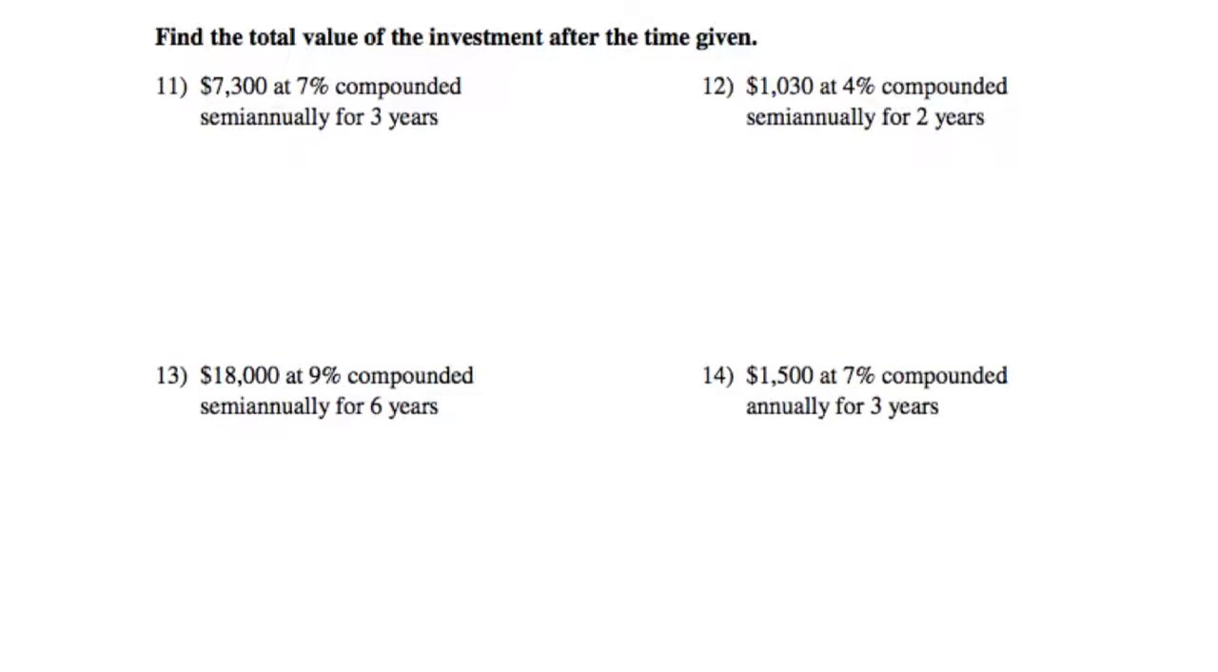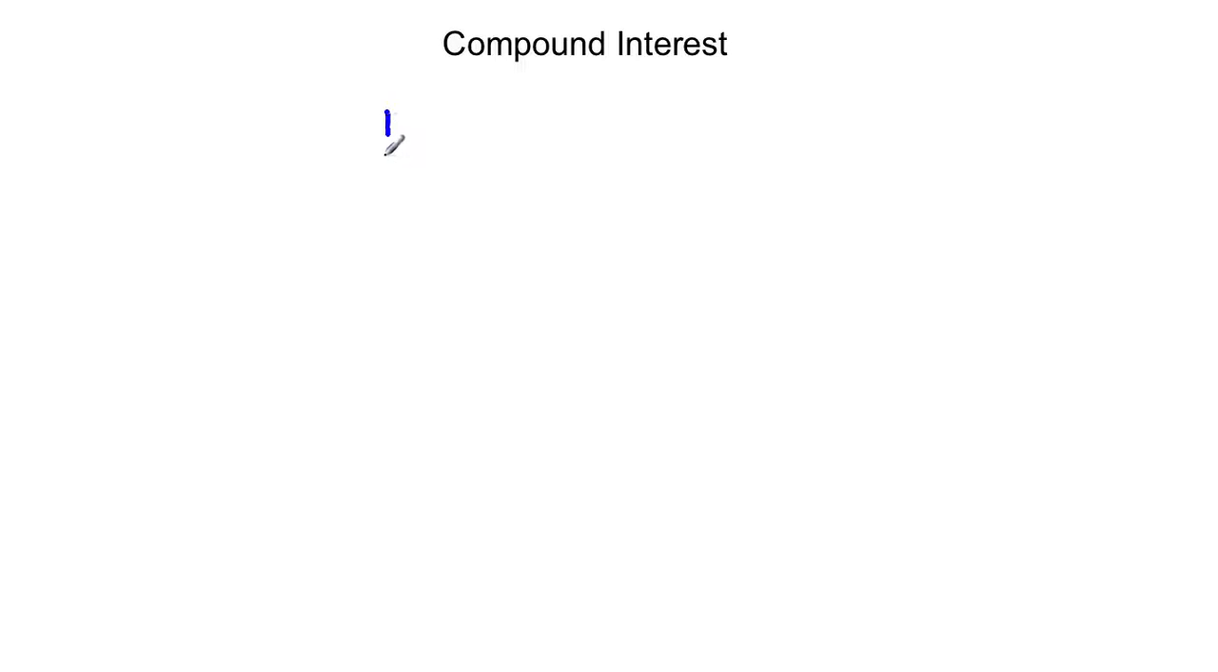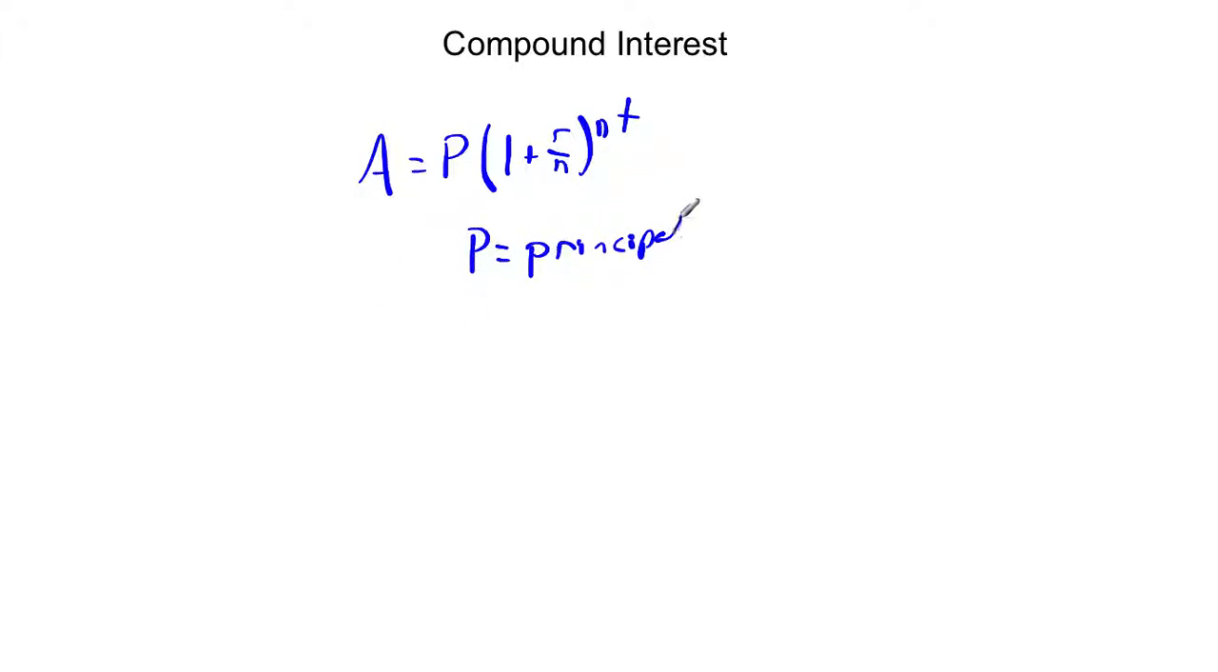Now, one of the most popular applications is compound interest, which you may have seen before. So if we have compound interest, here I'm going to write this as A for account is equal to P for principal, that's your initial investment, times 1 plus r over n to the nt. So here P is principal, so it's the initial amount.